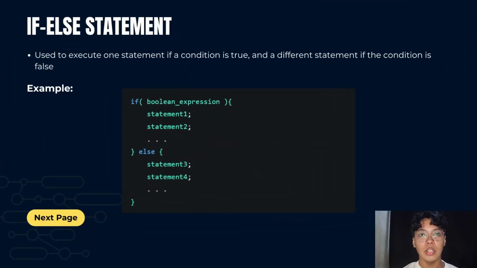Next is the if-else statement. It is used to execute one statement if a condition is true and a different statement if the condition is false. Let's look at the example.